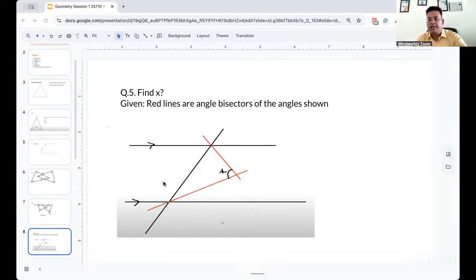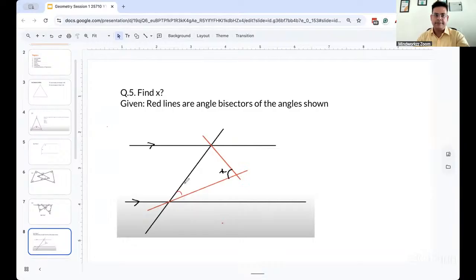Yes, Vinny, answer is 90, correct. Anybody else? Perpendicular, yes, Jackie. So it's a simple question. Red lines are angle bisectors of the angle shown. It is mentioned.